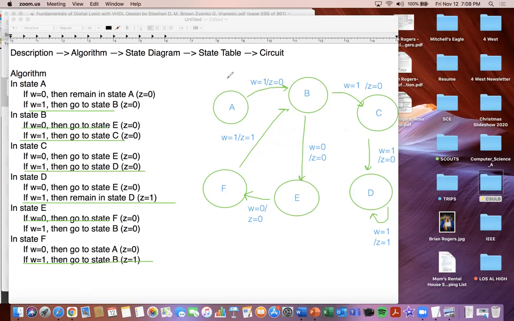Okay, now we need to do the other ones that are missing. So we have our reset here. And then if it's equal to 0, then you stay in A. So W is equal to 0. Then Z is going to be equal to 0. Got that top one done here. And then next one was in state C. If it's equal to 0, then you're going to go to state D. So then our next one is in state D here. W equals 0, go to state D.